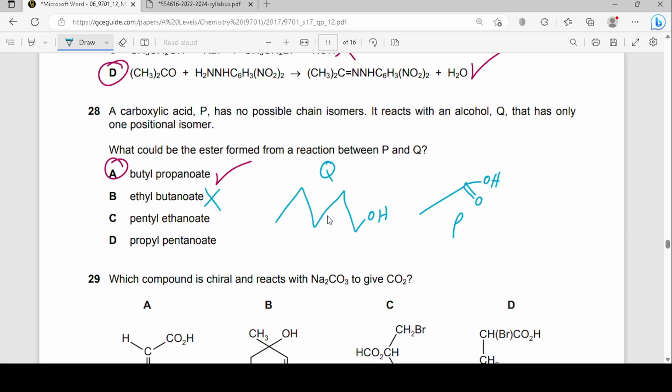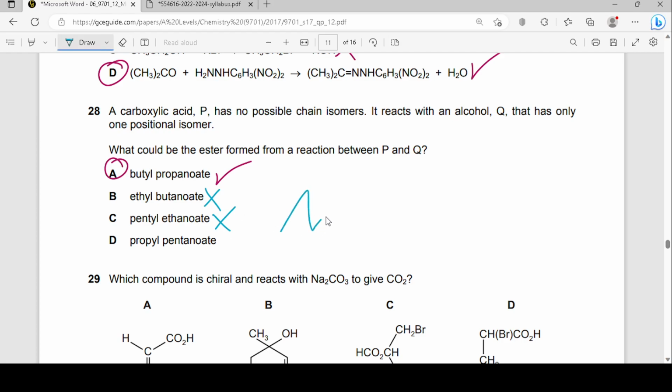And then what about pentanol? Pentanol, does it have any positional isomers? Yes, it does. It has pentan-1-ol that I drew before, and this is pentan-2-ol, and I have pentan-3-ol as well. So that means that it has more than one positional isomer. So I need only one positional isomer. So that means C cannot be the right answer either because I need to have exactly one positional isomer for the alcohol, right?